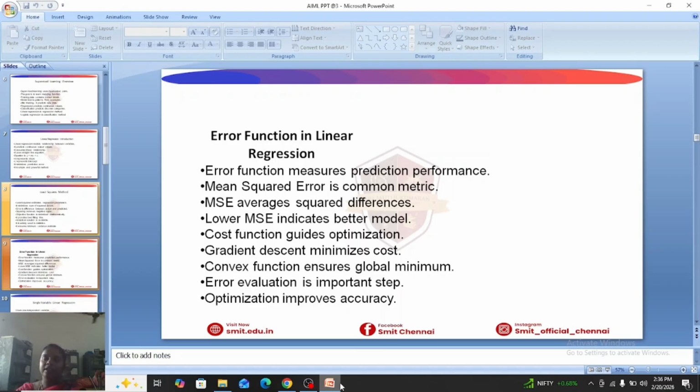We need to know why we square the error. It removes the negative sign, penalizes large errors more, produces a smooth convex curve, and ensures a single minimum point. This optimization improves accuracy. Gradient descent minimizes the cost. Error evaluation is an important step.